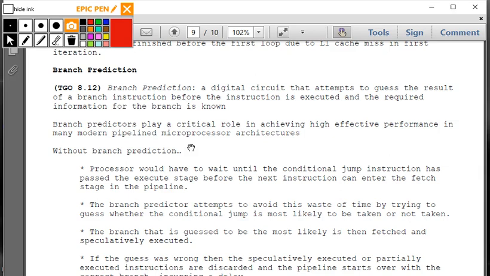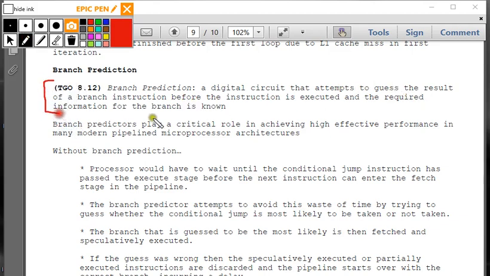So we formally define branch prediction as a digital circuit that attempts to guess the result of a branch instruction before the instruction is executed and required information for the branch is known. Before we had branch prediction, we'd have to wait on both values to be able to get through. If it's a few stages behind in the pipe, you'd have to start inserting more and more stalls, which then slows down the performance of your multiprocessor.